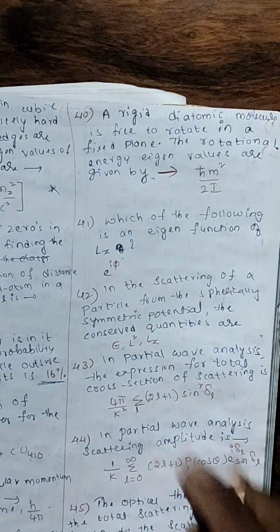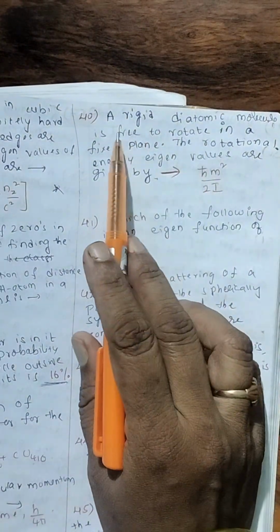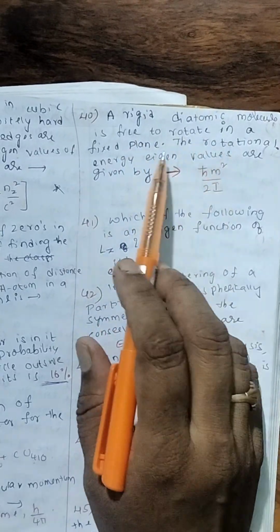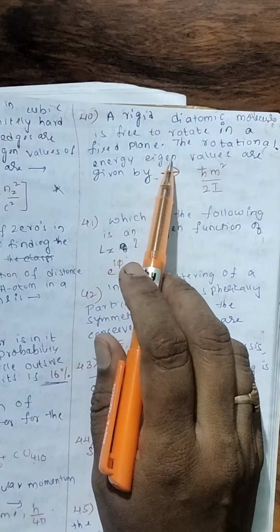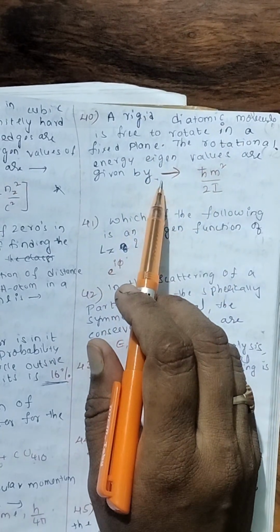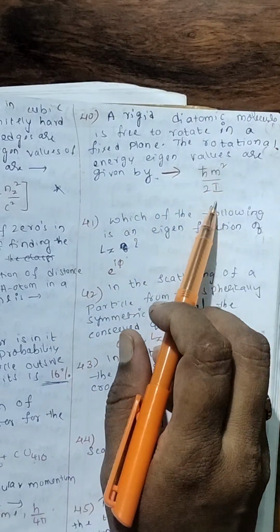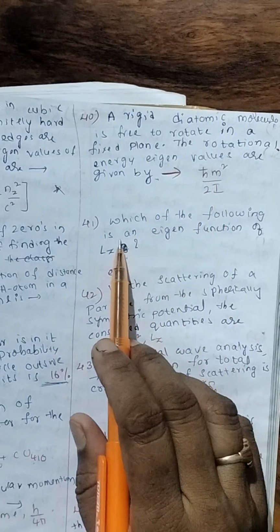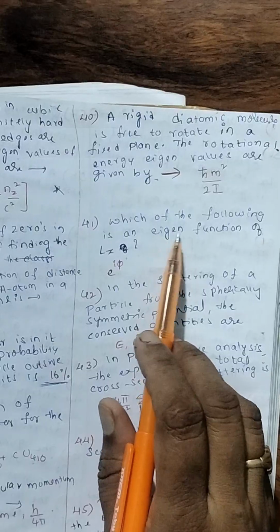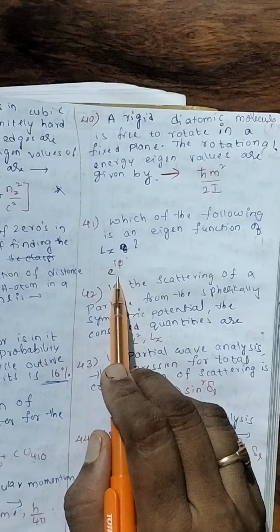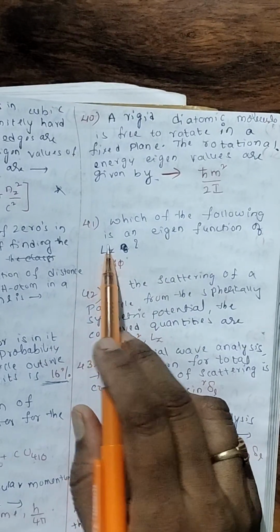Now next, a rigid diatomic molecule is free to rotate in a fixed plane. The rotational energy eigenvalues are given by the formula h cut m square by 2I. Which of the following is an eigenfunction of Lz? e to the power of i m phi is the eigenfunction of Lz.